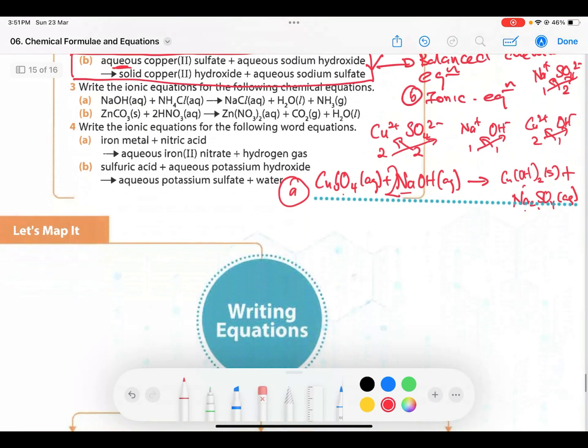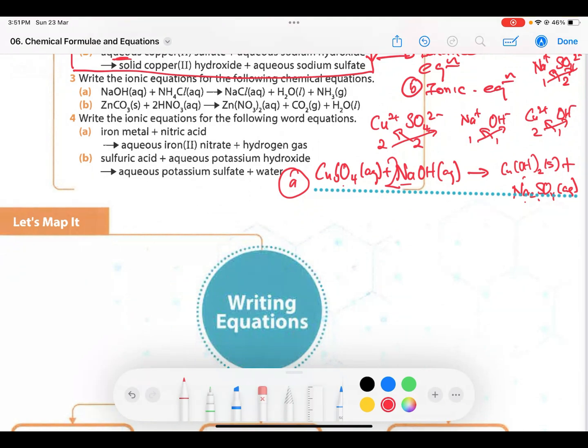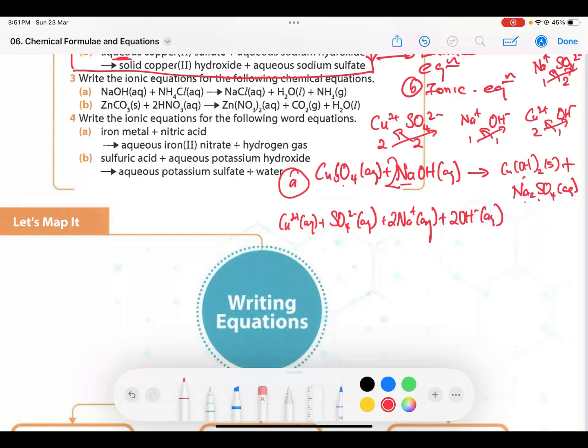Now let's go on to do my ionic equation. I'm going to need to split all of them up, so this is going to be a bit longer. How to go about doing this? Copper 2 sulfate, let's split it up. We're going to get Cu2+ (aq) plus SO4 2- (aq). Sodium hydroxide, take note I got 2 of them, is aqueous, so I can split them up into 2Na+ (aq) plus 2OH- (aq). Very long there. This is all under the reactant side.